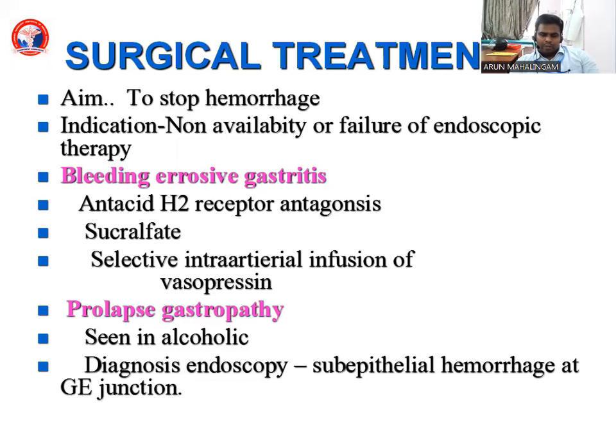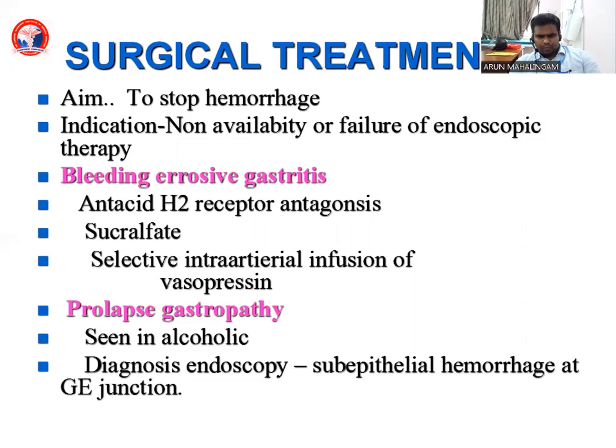And step 4 will be a risk stratification score. These scores are assessed for the patients whom we suspect there is high risk of mortality and rebleeding. 2 scoring systems are widely used, one with endoscopy and one without endoscopy. With endoscopy we use a Rockall scoring system, and without endoscopy we use a Blatchford scoring system.